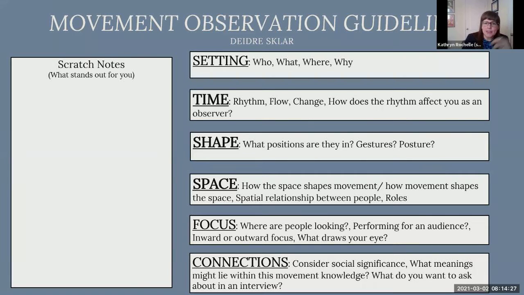And then the last thing we do is we start making connections. So reflecting on what we've seen, we start considering the social significance of this dance style. And we start to ask what meanings might lie within this movement knowledge. And really what we're doing is starting to form questions that you want to learn more about in an interview. Here in the connections box, we make no assumptions. We're only forming questions to move forward on.